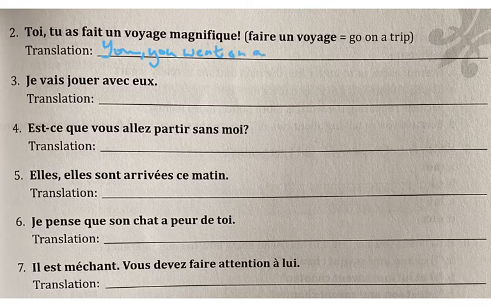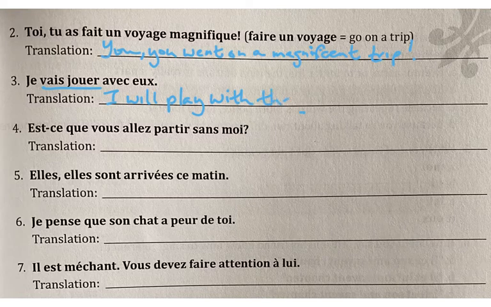went on a magnificent trip! Exclamation point. Numéro 3. Je vais jouer avec eux. I am going, or will, play. We have the future. Vais jouer with eux. Eux is them. Period. This thing has a hard time with dots.